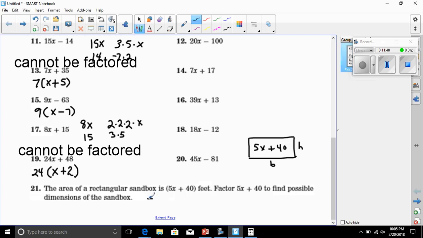So we can go ahead and factor out the number 5. Now what times 5 will give us 5x? 5 times x. And what times 5 will give us 40? That'll be 8. So the dimensions of the sandbox could be 5 by x plus 8. See, 1 could be our base, 1 could be our height, right? And that would be the dimensions of the sandbox.